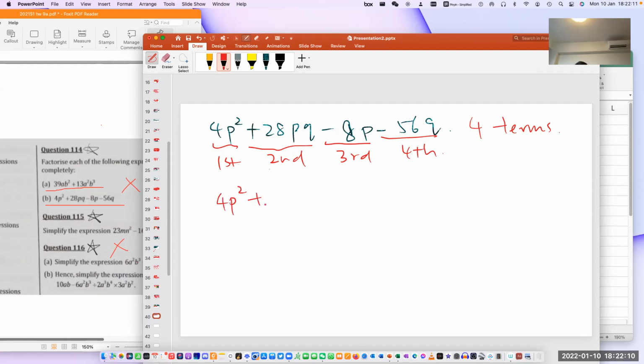4p squared plus 28pq, group them. By the way, if you don't want to group them like this, there is another way to group it. Let me group the first and the third, and then group the second with the fourth. If I decide to group it like this, then I have to rearrange it a bit. First and third group, second and fourth group.